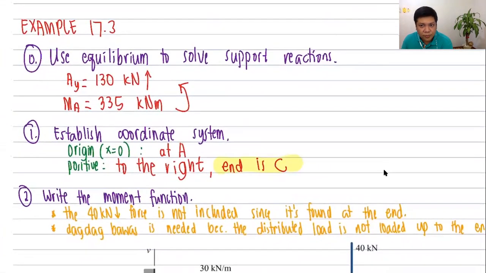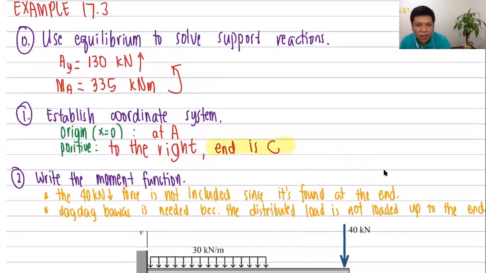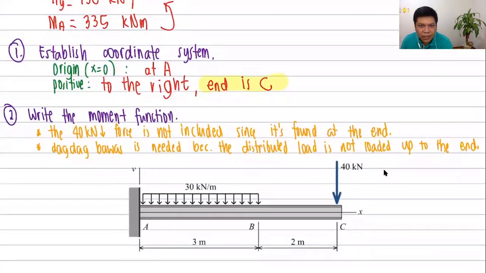Questions so far? Next, we now write the moment function. Look at this one. Now, again, if my end is C, anything found at the end is not included. So what are the loads found at the end or found at C? It's only the 40 kilonewton force. So the 40 kilonewton force is not included in the moment function. Next, yes, I need to perform dagdag bawas. Why do I need to perform dagdag bawas? Because the distributed load is not loaded up to the end.